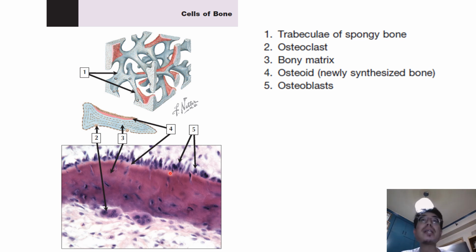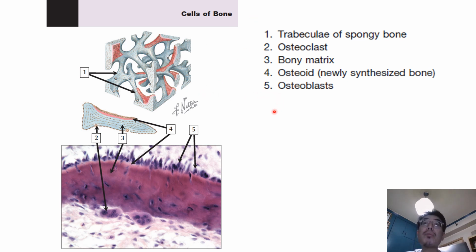Osteoblasts also synthesize alkaline phosphatase, a cell surface protein that promotes mineralization and formation of hydroxyapatite in the bony matrix. The bony matrix is labeled as number 3. It is literally the ground substance in between the different cells of the bone.